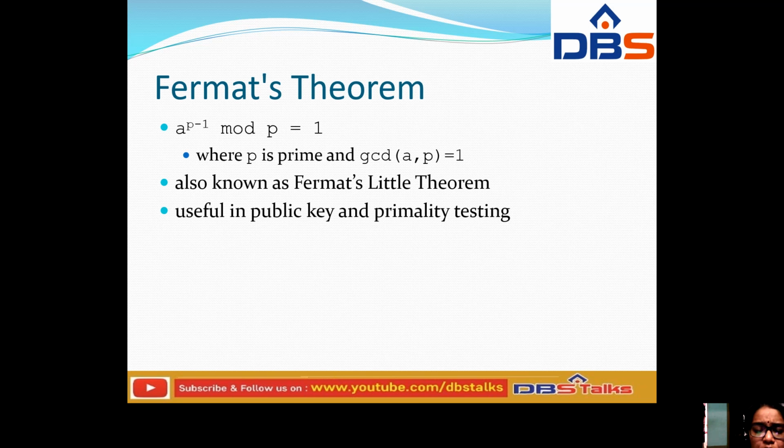Basically, all the theorems that we are using in cryptography are just for using the public key and primality. In order to generate the public key and to perform primality testing, we are going to use this Fermat's theorem.